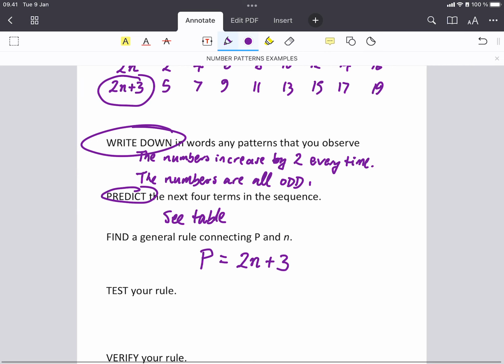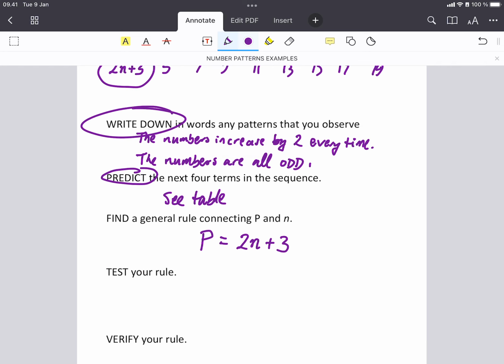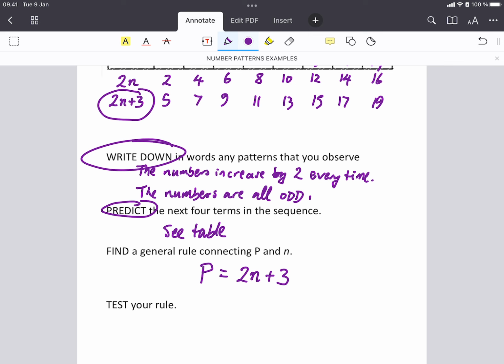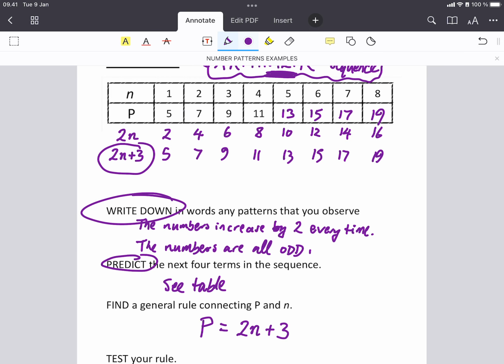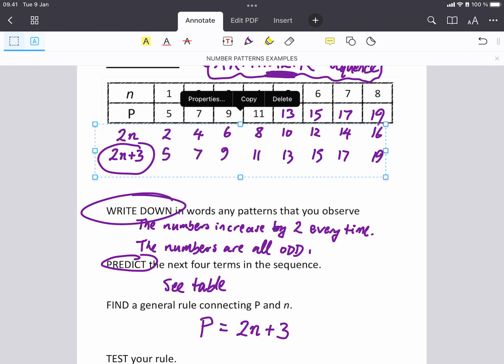Okay, now we have the bit that says test and verify your rule. Now you're going to do very similar things for that in the exam, but you just need to know what those things mean. So I'm just going to get rid of some of the other stuff I did.